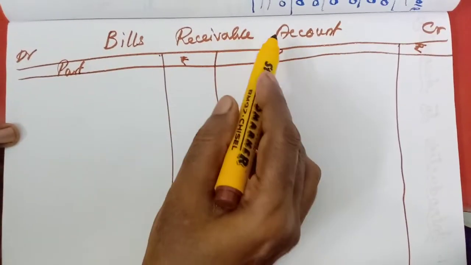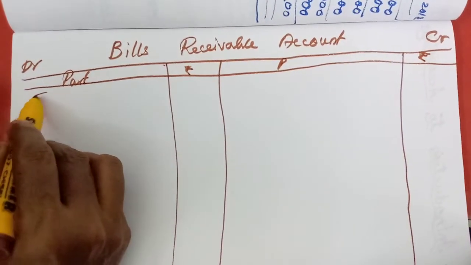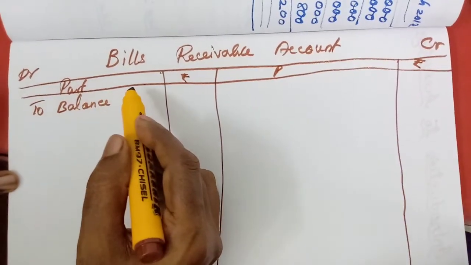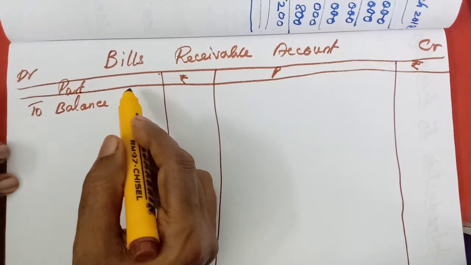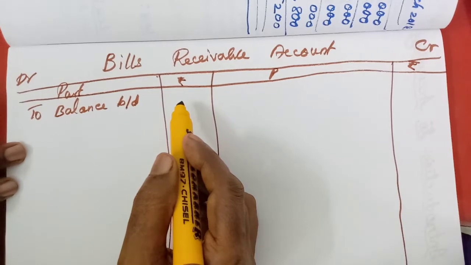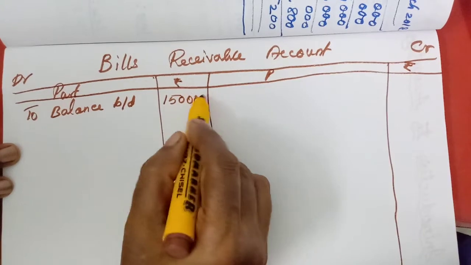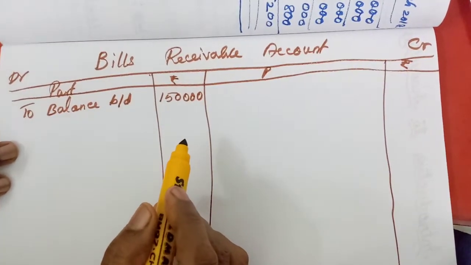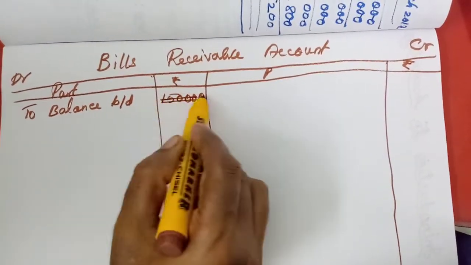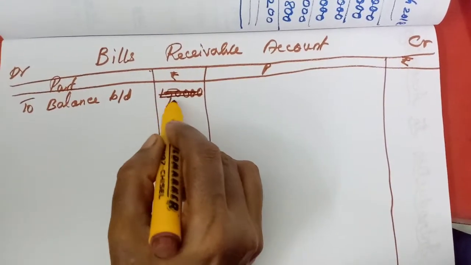First, bills receivable account always shows a debit balance. So the first one is to balance brought down. Don't write debtors on 1st April 2017 there, no. To balance brought down. Debtors on 1st April 1,50,000, that you have to write. Sorry, this is not the bills receivable amount. Bills receivable amount is 40,000.